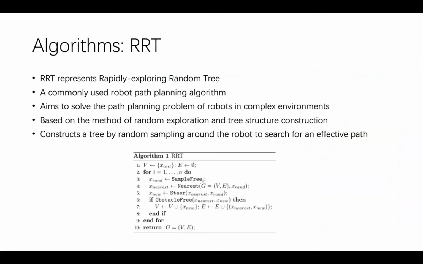And the third algorithm we implement is RRT. RRT represents a rapidly exploring random tree. It's also a common robot path planning algorithm. It aims to solve the path planning problem of robots in complex environments, and it's based on the method of random exploring tree structure construction. We implemented this one before the open project, in the standard project, so we also use this in the open-ended projects.